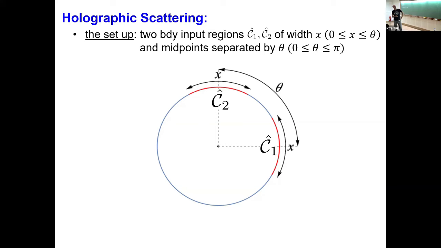And I've put a restriction here on theta because if I go beyond theta equals pi, then I can simply reflect the diagram around. And instead of theta, I can think that the new angle that plays that role is pi minus theta.